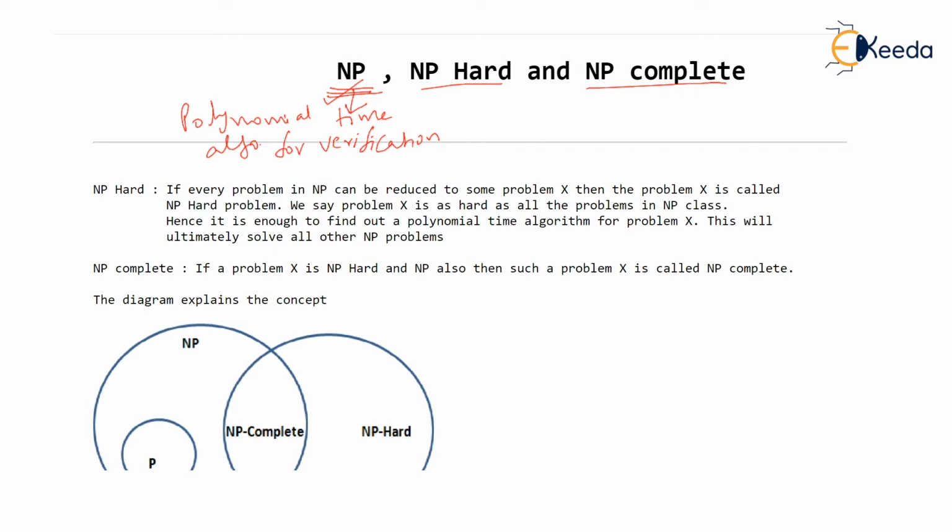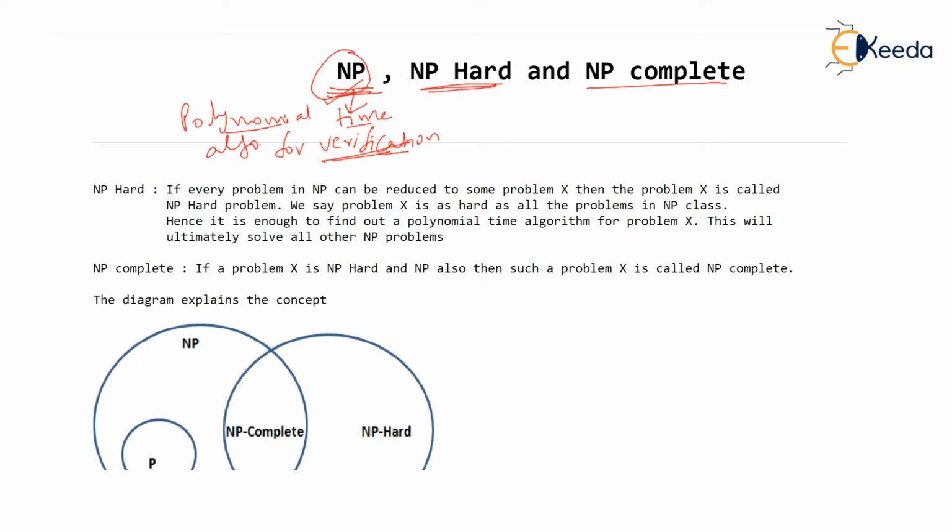For example, there exists a polynomial time algorithm for verification for 0/1 knapsack, or there exists a polynomial time algorithm for verification for sum of subset, then such problems are in the NP class. Now, then what is NP hard?